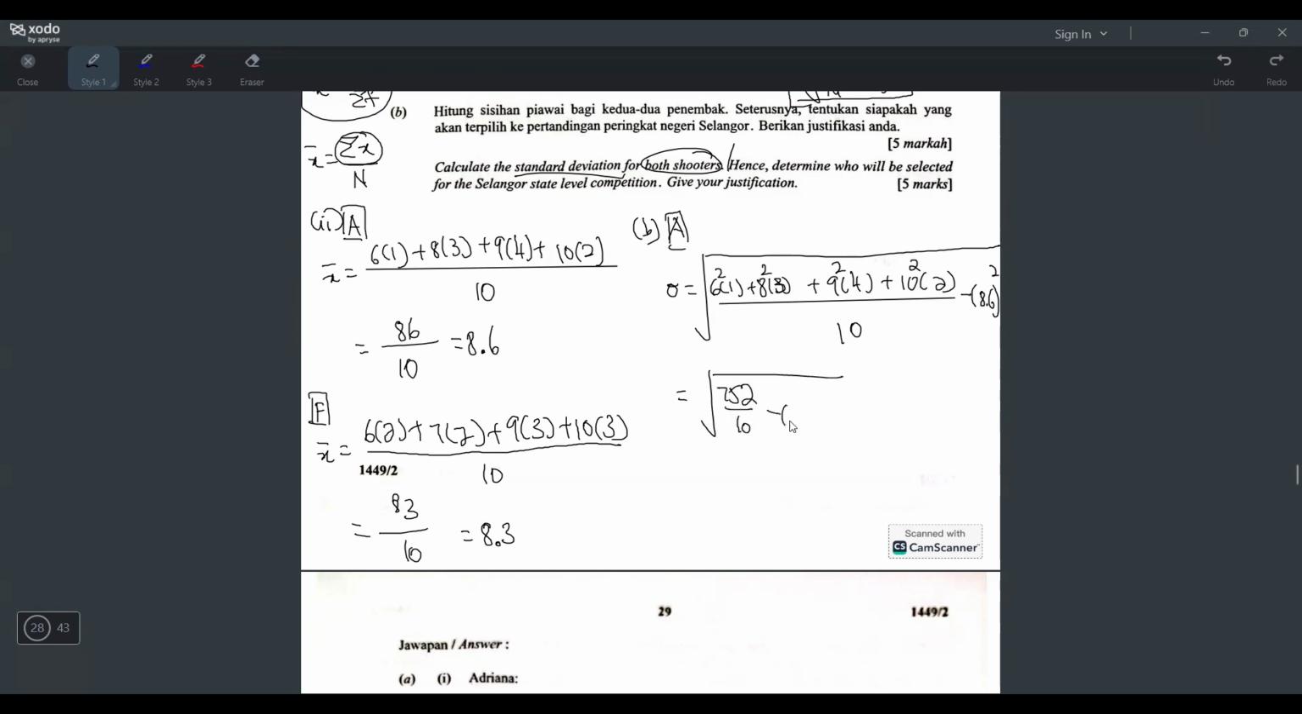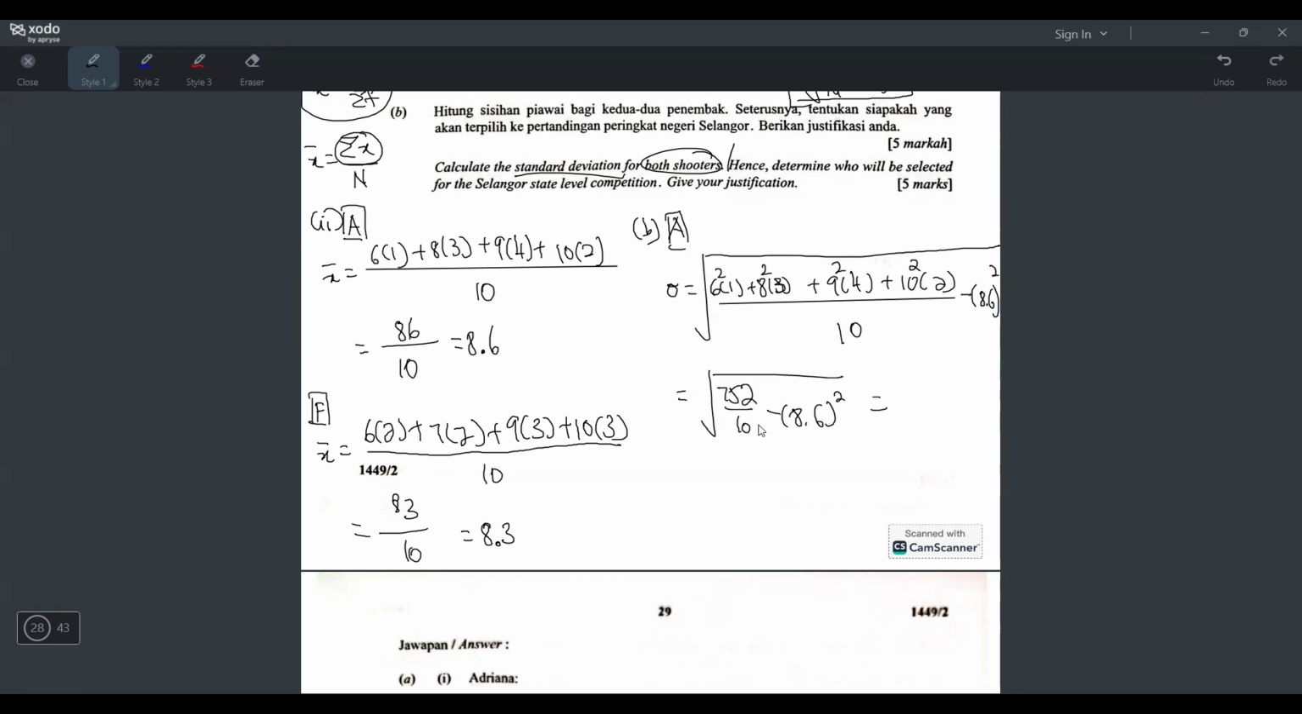I still have to divide by 10 minus 8.6 square. Now I'll press the whole thing: Answer, divide 10 minus 8.6 square, and then square root answer. My calculator gives me the answer in decimal. In 4 significant figures, it will be 1.114.